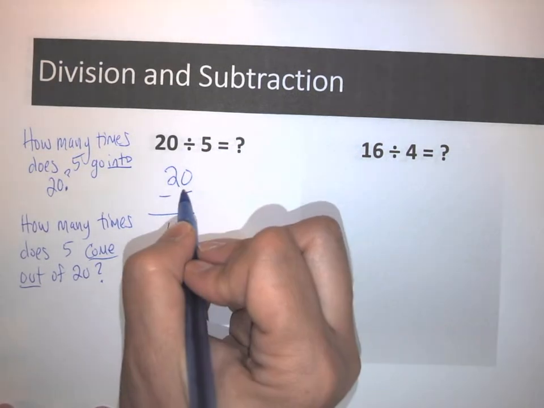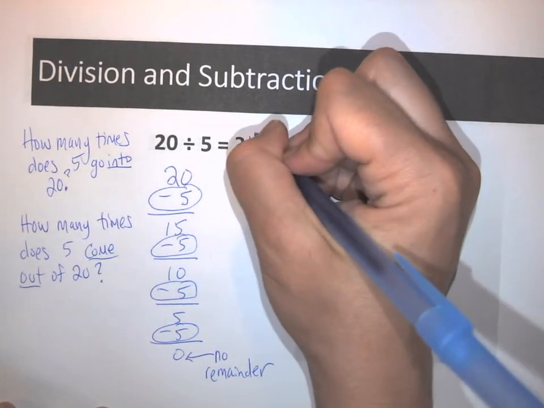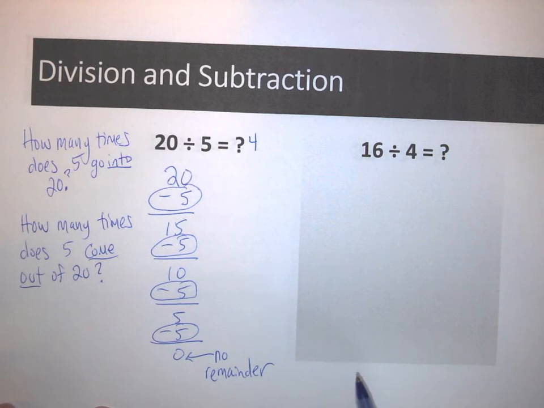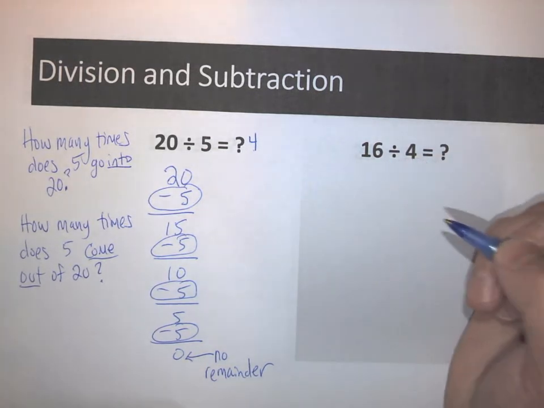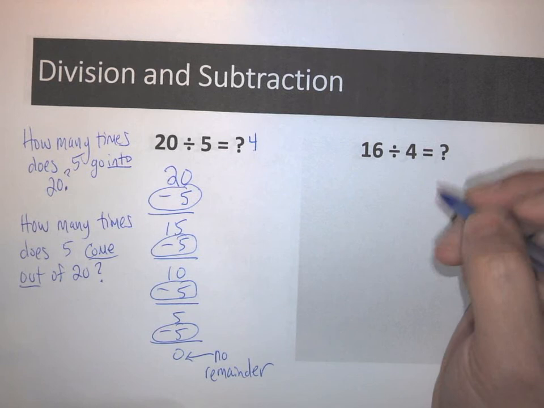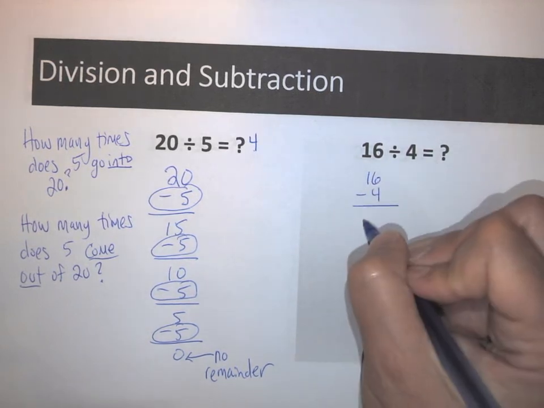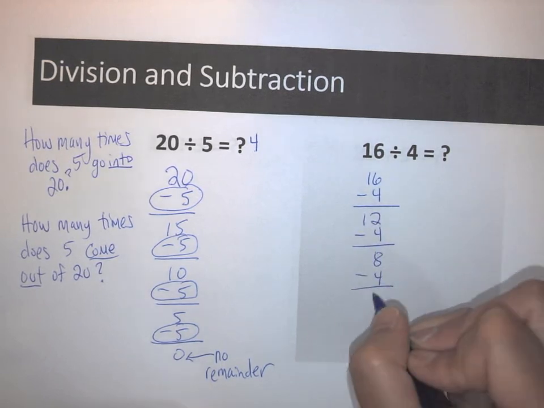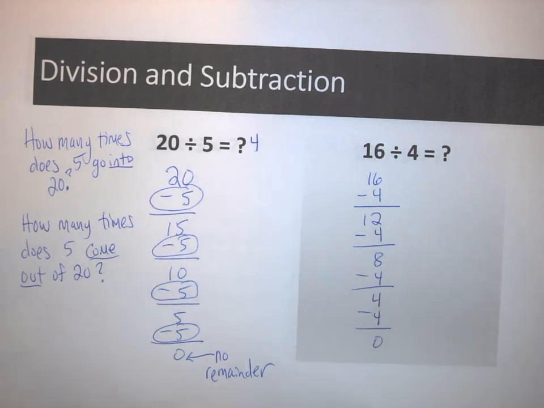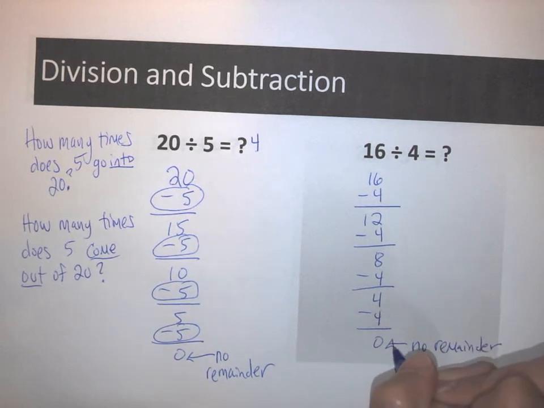So I can picture it here. I subtracted it 1, 2, 3, 4 times. And then we can check it with the inverse relationship because 5 times 4 is 20. So let's do it one more time. The question is, how many times can I take 4 out of 16, and is there anything left over? So let's see. 16 minus 4, that's going to leave us with 12. And then that'll leave me with 8. That'll leave me with 4. And then I have no remainder, because I have 0 left over.